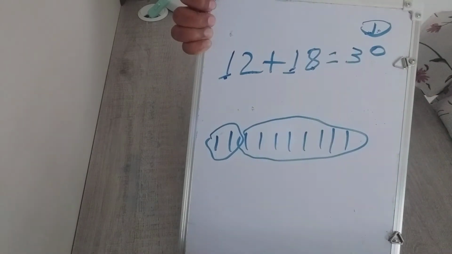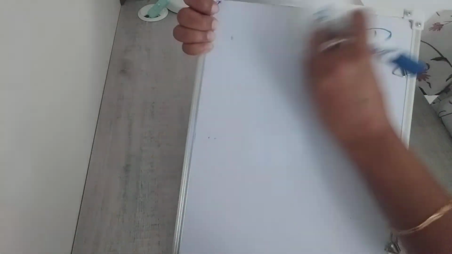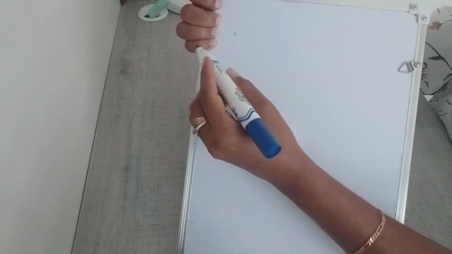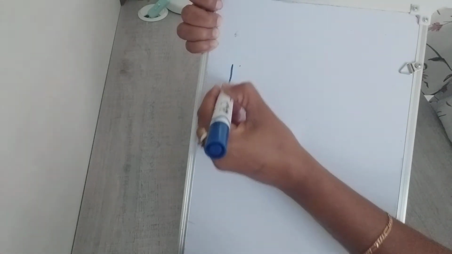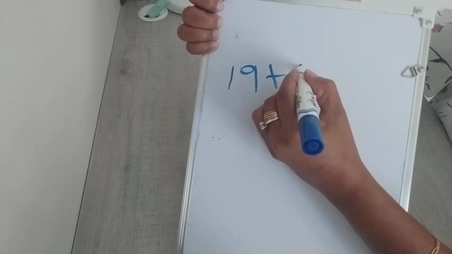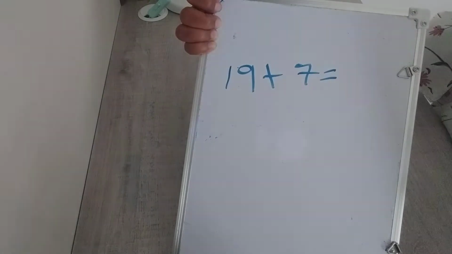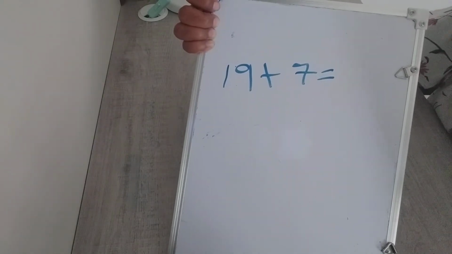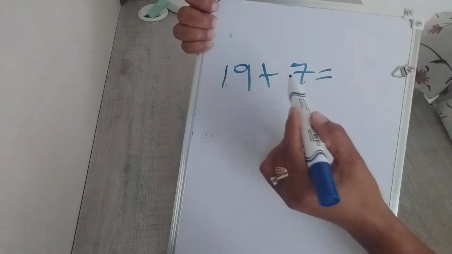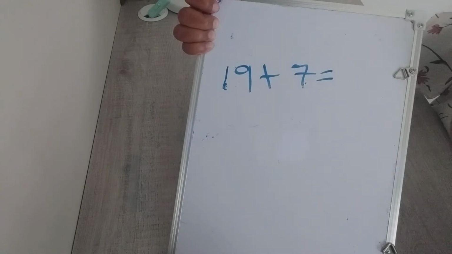Okay? Again, what I ask you? Okay. I'll ask you a 2-digit number and a 1-digit number. Here I'll ask you 19 plus 7. What is the answer? 19 plus 7. I have 19. Here I have 7. Here, two numbers. This is one number. Now the difference, yes?